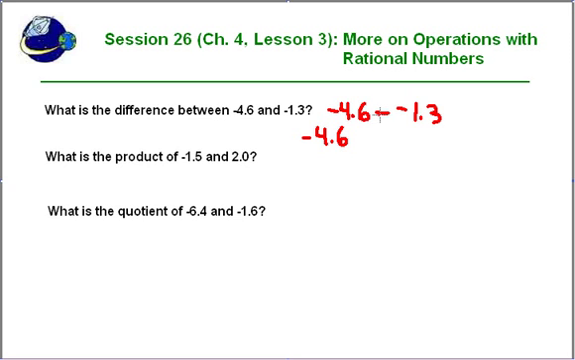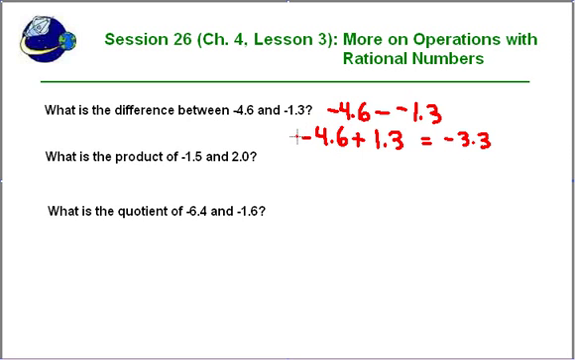We then change our subtraction sign here to an addition sign. And then we take this number over here and we take the opposite of it. Well, what is the opposite of negative 1.3? Well, it's positive 1.3. Now, if we combine these together, minus 4.6 plus a positive 1.3 is going to be a negative 3.3. A way of visualizing this is on the number line.